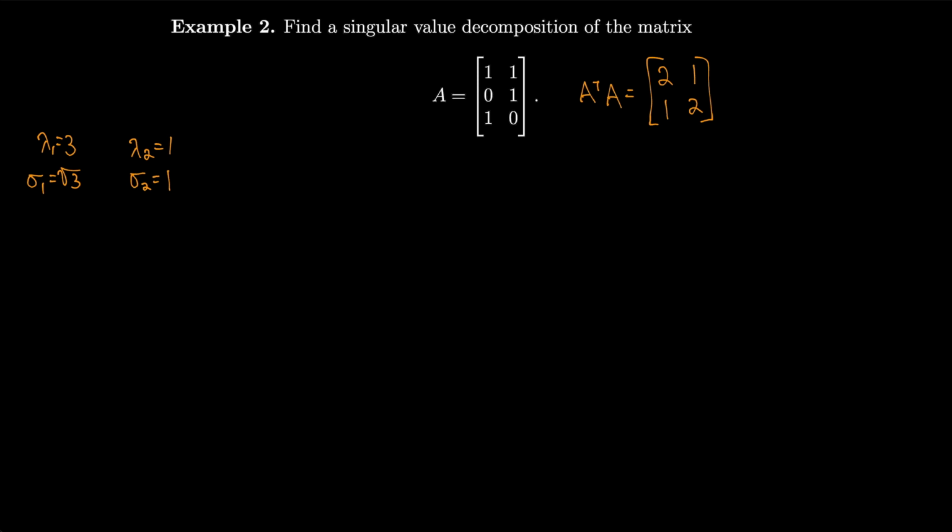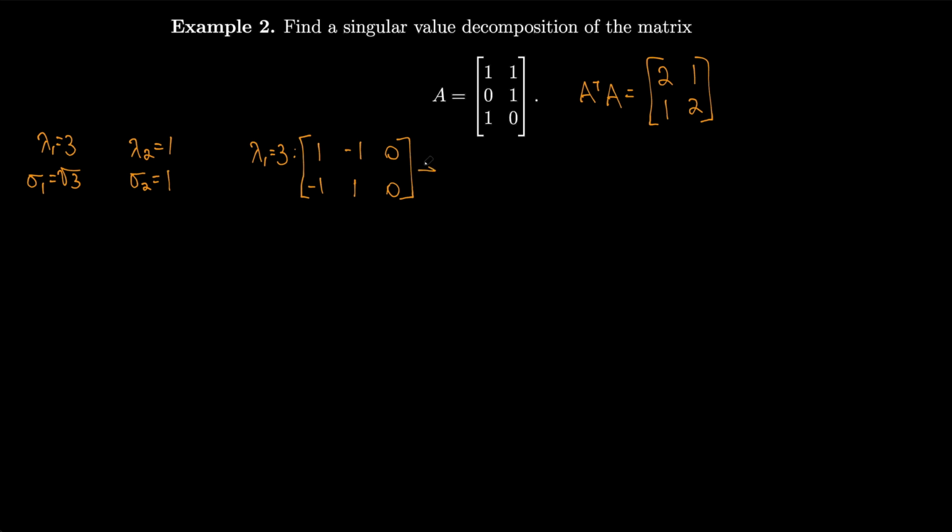So let's look at our first eigenvalue, lambda 1 equals 3, and let's get a corresponding eigenvector. So we'll take lambda I minus A, plug in 3 for lambda, and we'll get 1, minus 1, 0, minus 1, 1, 0 by setting it equal to 0.